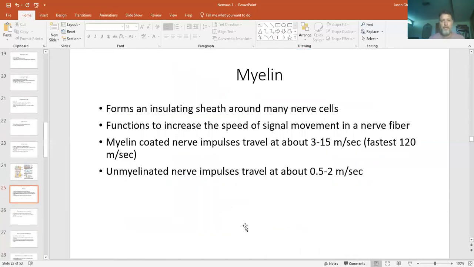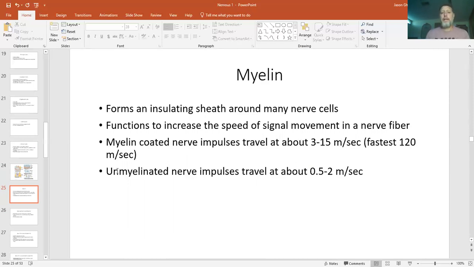Now, what does myelin do? It's an insulation. If you know anything about electricity, you know you want your electrical wires insulated, and it helps them transmit the impulse. That's what this here does. So it increases the speed of the signal, all right? So ones that have a lot of myelin can travel at about 3 to 15 meters per second. The fastest of them can go up to 120 meters per second, and 120 meters per second is a little less than 300 miles per hour. So that's pretty fast, considering if you're a tall person, you're only a couple of meters anyway.